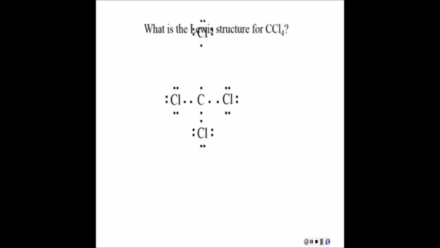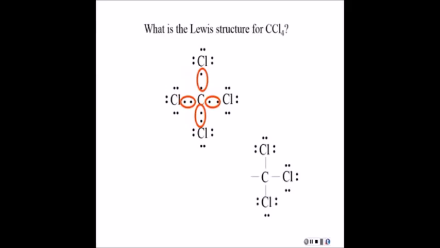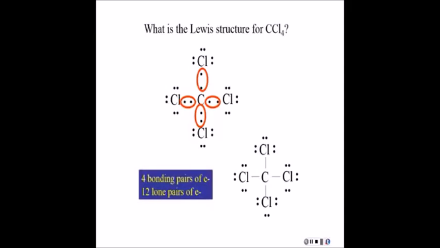All right, a lot of dots here. Okay, and I can circle, circle, circle, circle. Okay, there's my 4 bonds. So it will look like this. We replace the bonding pairs with dashes. And here I go. There's my CCl4 molecule. 4 bonding pairs, 12 lone pairs.